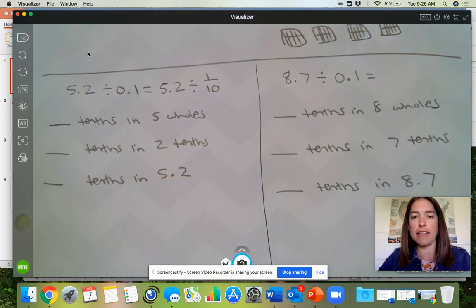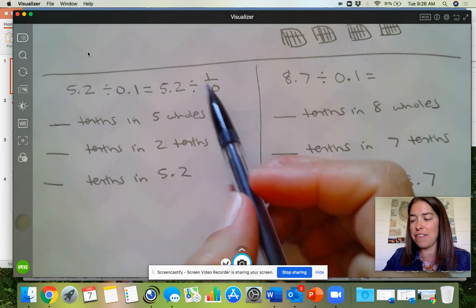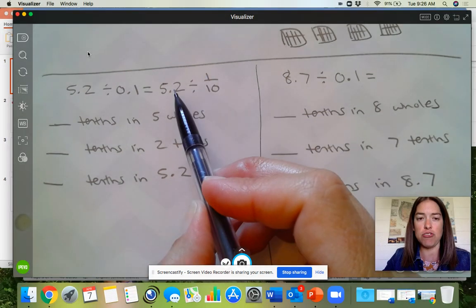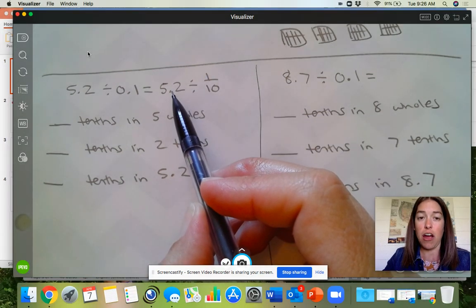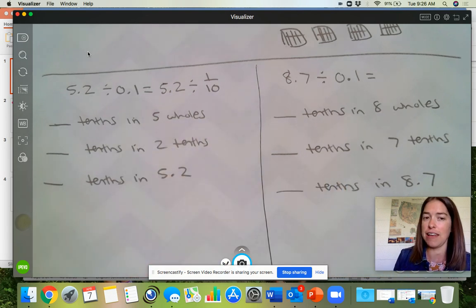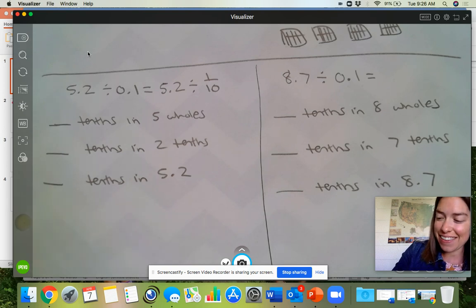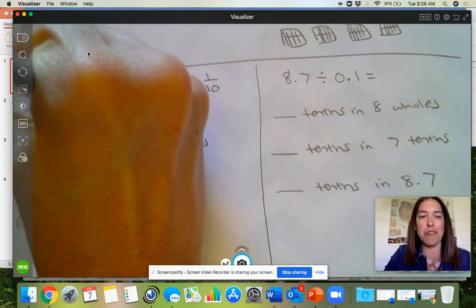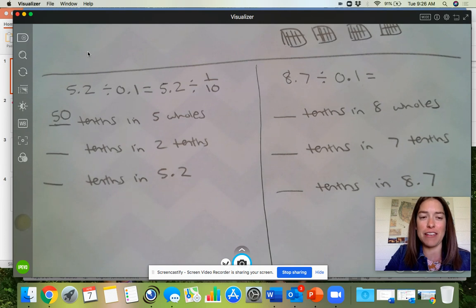Just a reminder that we're asking ourselves how many tenths can fit inside that 5 2/10. All right, how many tenths in 5 wholes? We should be getting nice and fast at this. If there's 10 tenths in 1 whole, 50 tenths in 5 wholes. Starting to do some of that math a little bit faster.